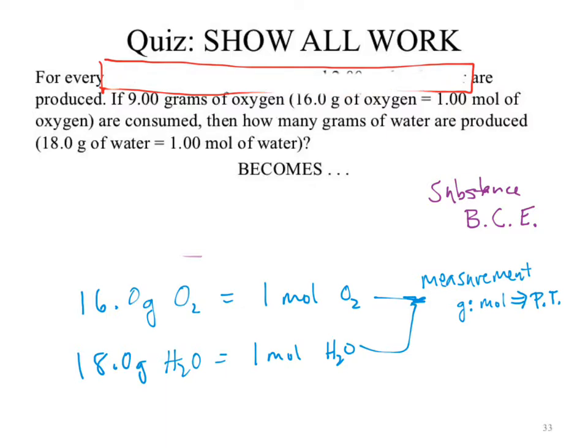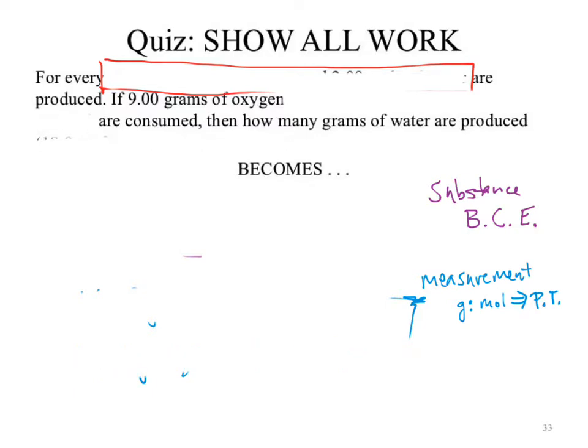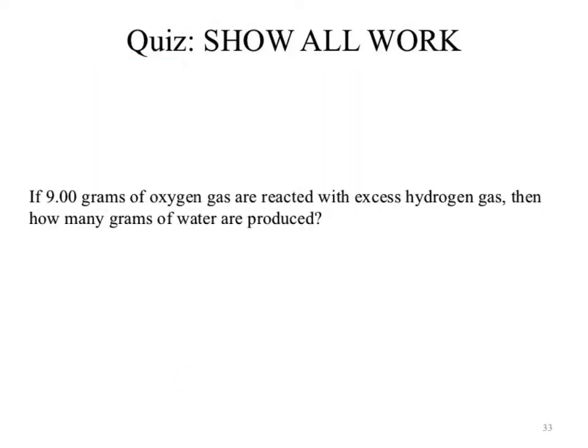Are you responsible for recognizing, admittedly it's the wrong conversion, the mass of oxygen to moles of oxygen, and knowing that that is on the periodic table because you have the periodic table? Yes, which means that conversion is gone. And the last one is the same thing on the periodic table. So our question becomes, if 9 grams of oxygen are consumed, then how many grams of water are produced? Okay. I fixed it a little bit. Solve it. Show all the work.